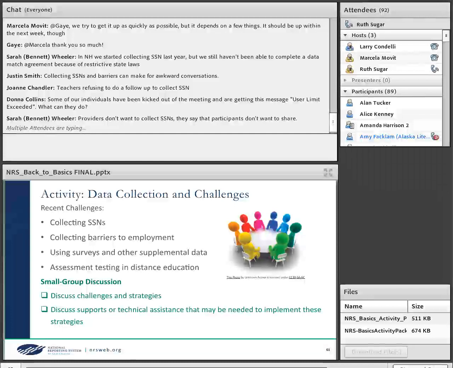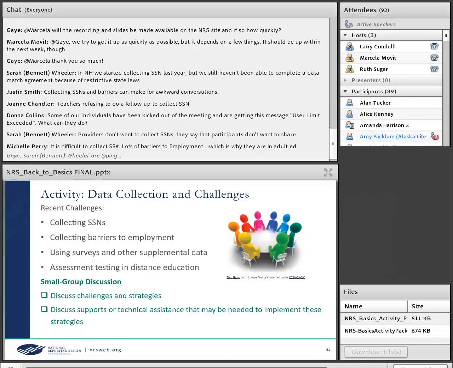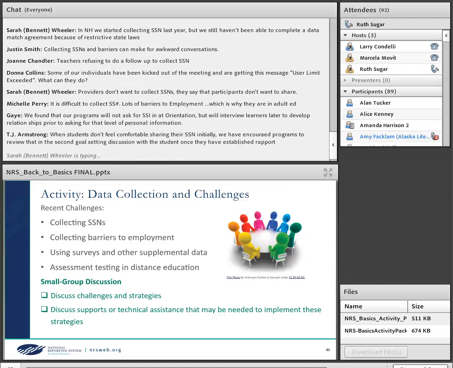Okay. So Social Security numbers, providers don't want to collect them, and participants don't want to share. And yeah, so we have heard that before, that it also can be something people have privacy concerns about. Teachers not wanting to follow up on getting the Social Security numbers, that it can be awkward conversations. Okay. What strategies have people used?